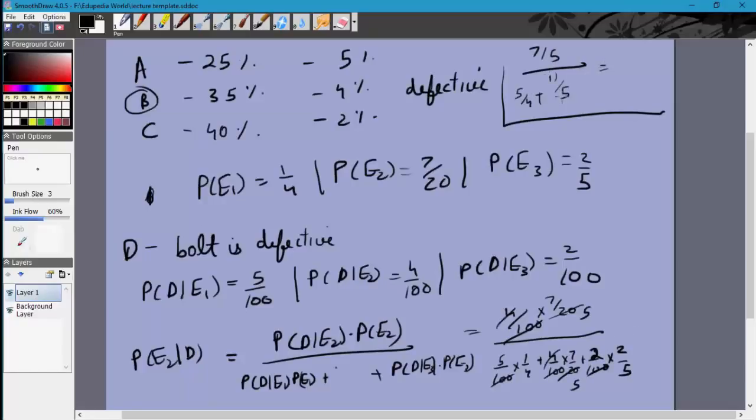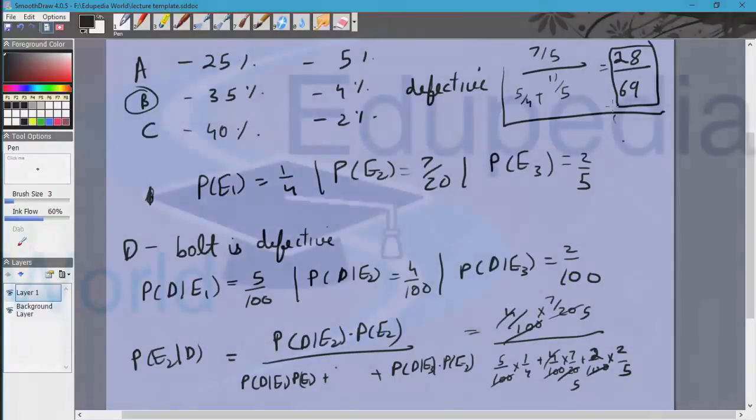And this comes out to be, this is 44 plus 25, so 69, and above we have 28, so 28 by 69 is the probability that a defective bolt chosen at random comes from the machine B. This completes Bayes' theorem. Thank you.